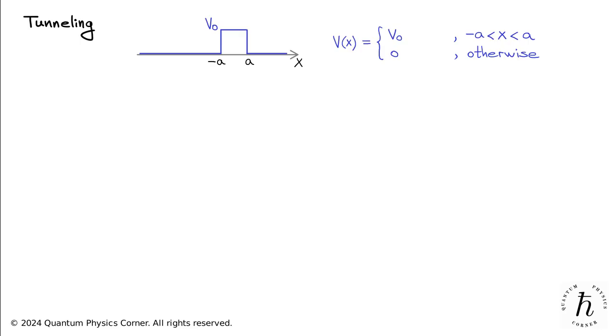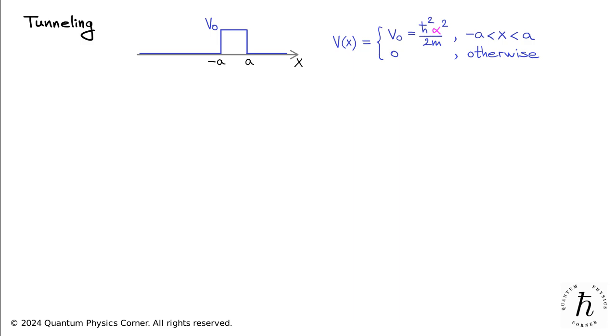In the following discussion, it will be convenient to express the height of the barrier using a positive parameter alpha. Specifically, v sub 0 is given by h bar squared times alpha squared, divided by twice the particle's mass. Here, alpha has the dimensions of a wave vector, which is inverse length.